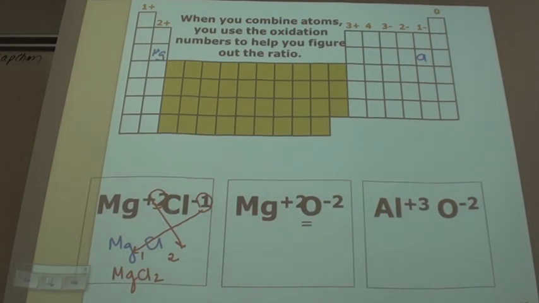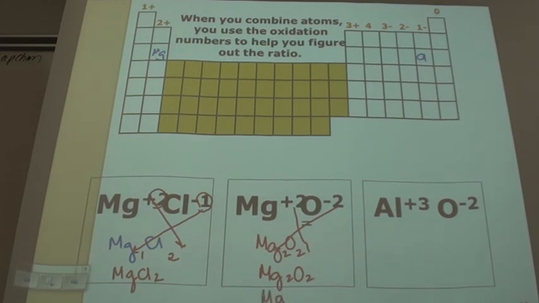Magnesium and oxygen have the same oxidation numbers. So when I crisscross, I would put 2's by each one. Just like in math, we reduce. Can this be reduced? Yep. It becomes MgO. And that shows you that the ratio of magnesium to oxygen is 1:1. The formula unit MgO is called magnesium oxide. Try aluminum oxide on your own.